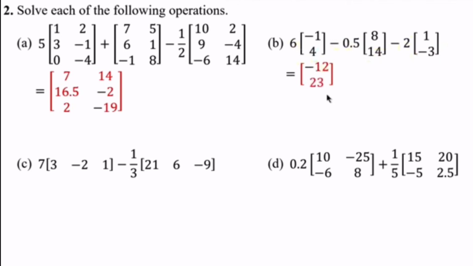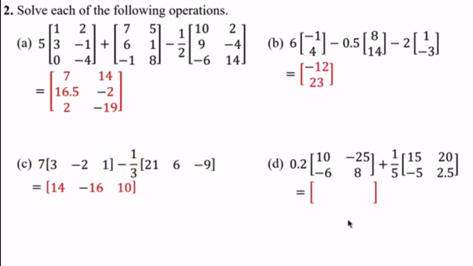Let's proceed to C. The same. For C, we will highlight the 7 times the 3 minus 1 over 3 times 21, right? That's 1 over 3 times 21, so we get 14, followed by 7 times negative 2 minus 1 over 2 times 6. So we'll get the sum for the operation of multiplication and minus and plus. Lastly, finally, is 7 times 1 minus 1 over 2 times negative 9. So we get the answer, and you double check, make sure the answer is perfect.